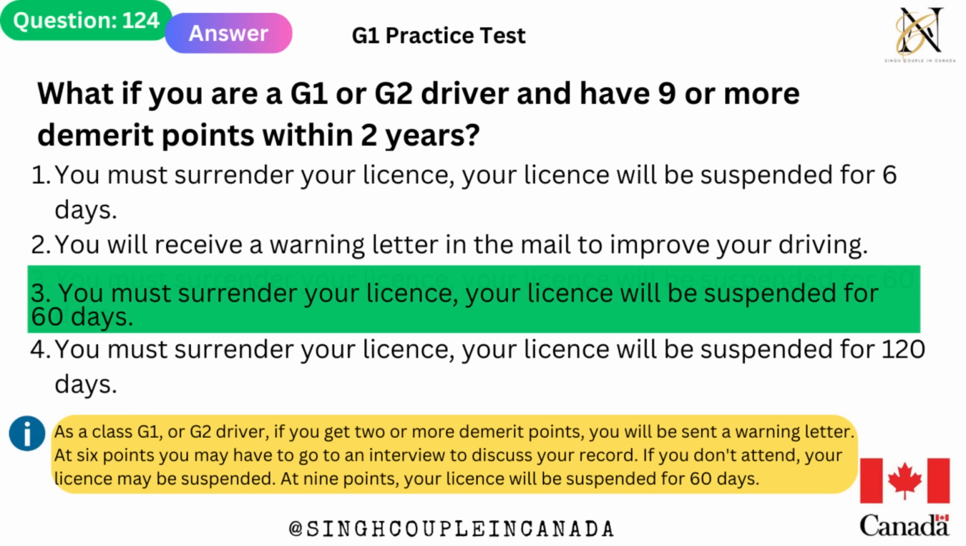As a Class G1 or G2 driver, if you get 2 or more demerit points, you will be sent a warning letter. At 6 points you may have to go to an interview to discuss your record. If you don't attend, your license may be suspended. At 9 points, your license will be suspended for 60 days.